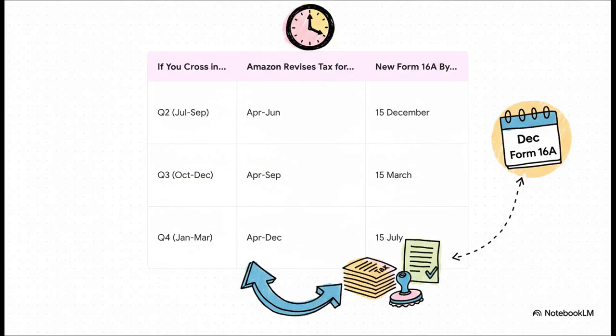The whole reason for this mismatch is all about timing. As this table shows, Amazon has a set schedule for revising its tax filings. So let's say you cross that 5 lakh threshold in quarter 2. Well, Amazon then has to go back and update the tax filings for quarter 1 to account for that. Your new, fully updated Form 16A, the one that matches everything, will only be available by the date shown here, in this case, December 15th. And that is the aha moment. It's not wrong, it's just not updated yet.